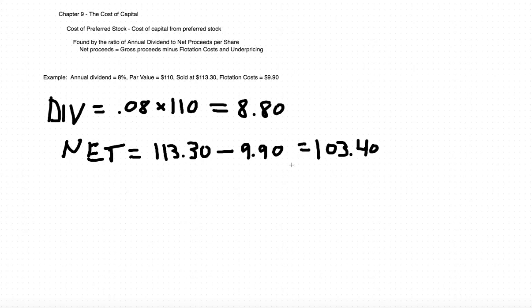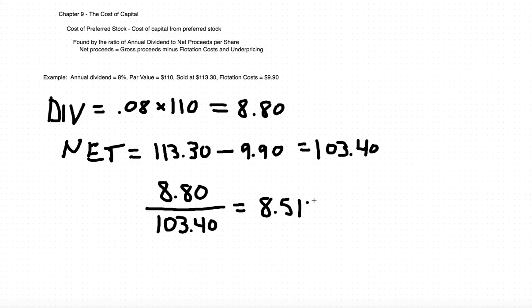So then to calculate the cost of capital from preferred stock, what we do is just take that dividend amount that we're going to pay each year to the preferred stockholder and divide it by the net proceeds that we actually received from the issue. So $8.80 divided by $103.40, and that's going to give us a cost of preferred stock of 8.51%. And again, this will be the cost of preferred stock that would be applicable, or that will be used towards determining our weighted average cost of capital.